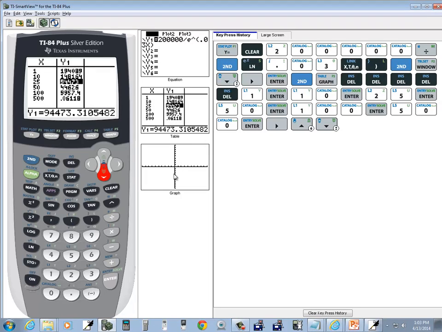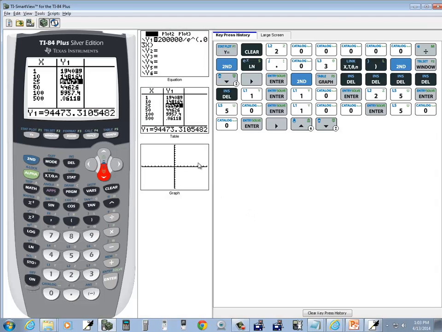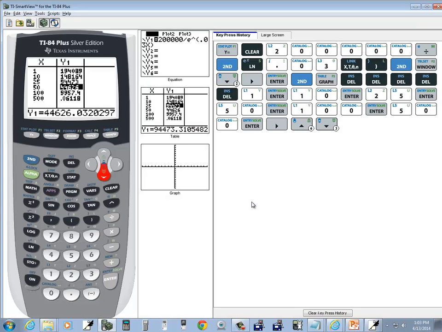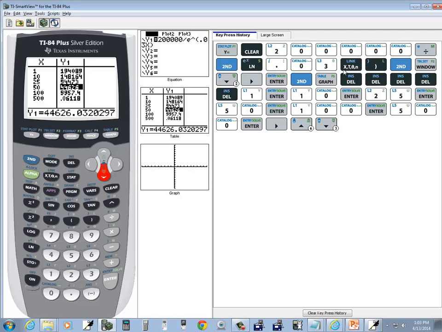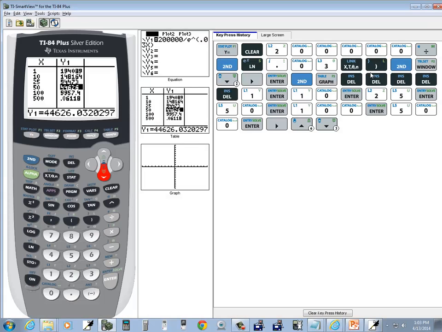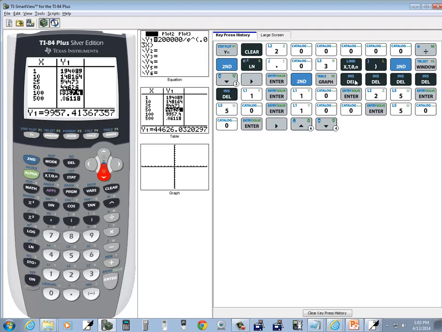And down arrow to 25. And I got 94,473.31. Let me down arrow to 50. And you'd have to have 44,626.03 into the bank. And let me down arrow to 100.